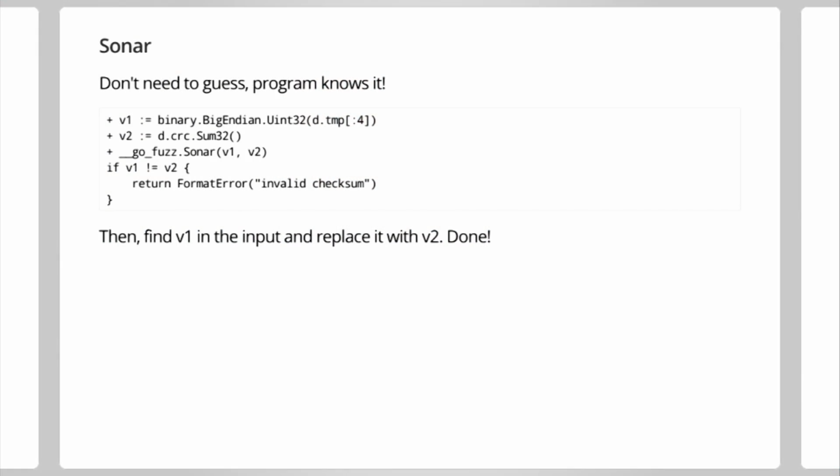And the first secret ingredient, I call it Sonar, and it allows us to resolve this problem. The insight was that we don't actually need to guess the correct value of the checksum because the program already knows it. So we just need to fetch it from the program itself. We already did code instrumentation for coverage. So here we do a different kind of source code instrumentation. We find all comparison operations in the code, and then intercept the operands of the comparison operation and pass them into the runtime.